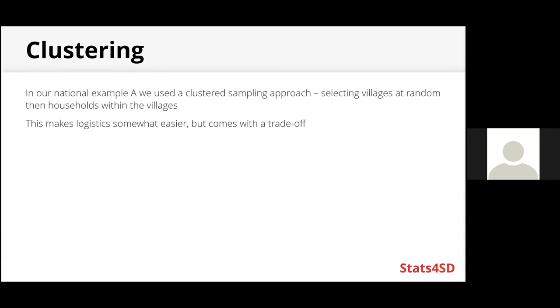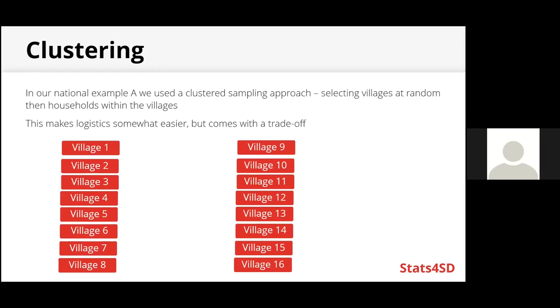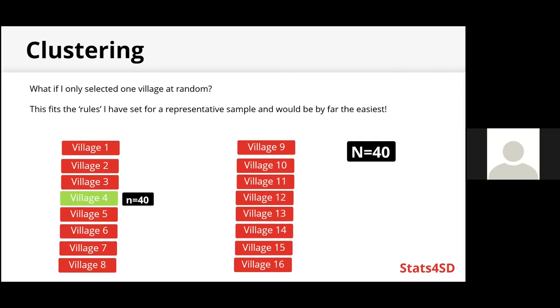And so we've seen already this idea of clustering. So we had a clustered sample where we selected villages at random, but then we needed to also select households within the villages. And this comes with a bit of a trade-off. So if we think here, we maybe have 16 villages, and in our 16 villages, we want to select 40 out of the farmers, 40 interviews, sorry, assigned to these 16 villages. We could just say, okay, let's put all 40 of our interviews in the same village. We can randomly select that village, and then we can randomly select our farmers within that village.